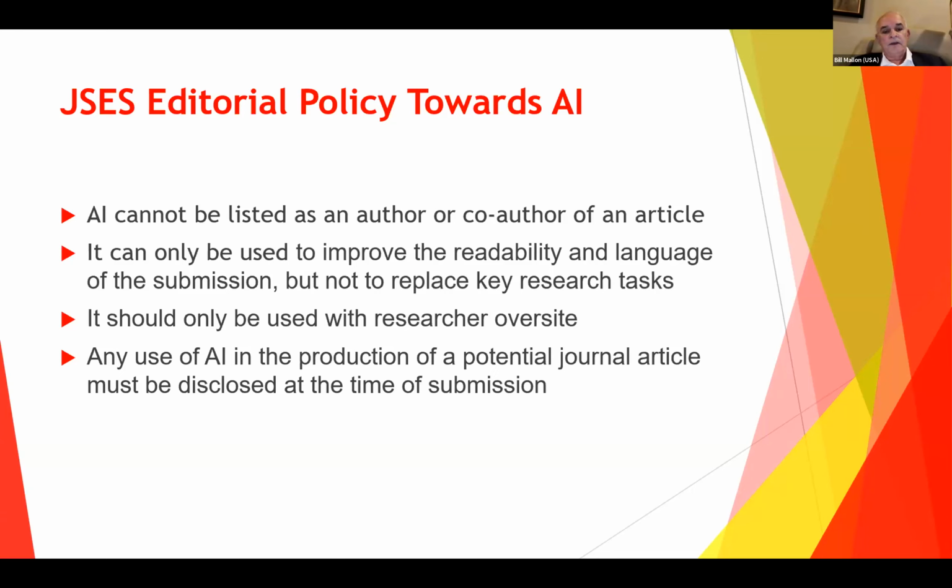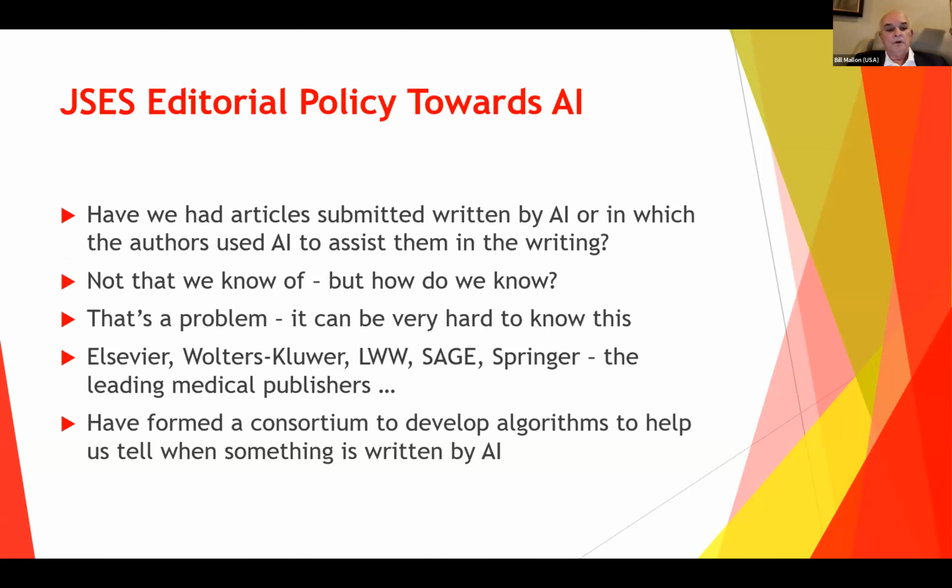And any use of AI in the production of the article must be disclosed at the time of submission, which is the problem. I mean, how do we know that? Have we had articles submitted that have been written by AI or in which the authors used AI to assist them in the writing? I have no idea. How do we know that? It's a problem. And right now, we can't answer that question.